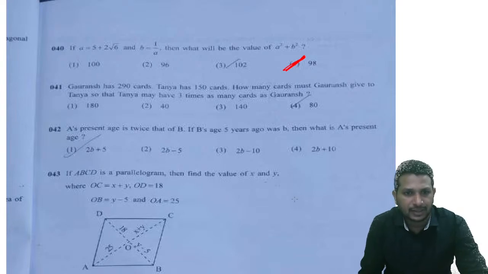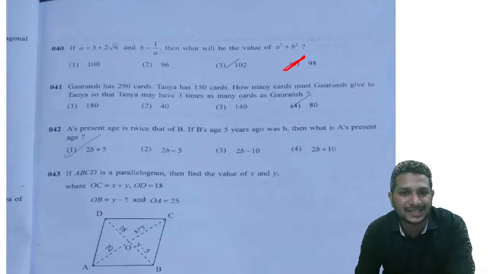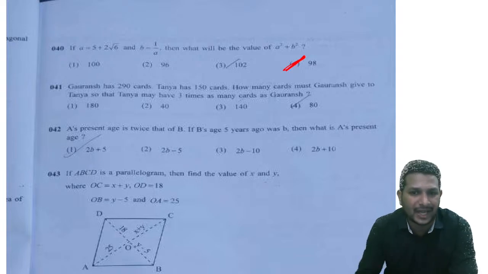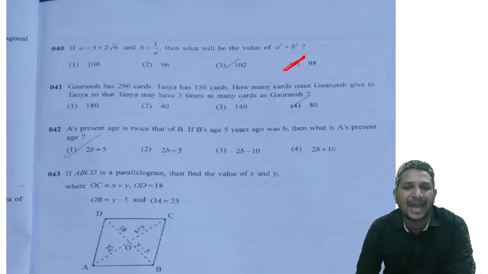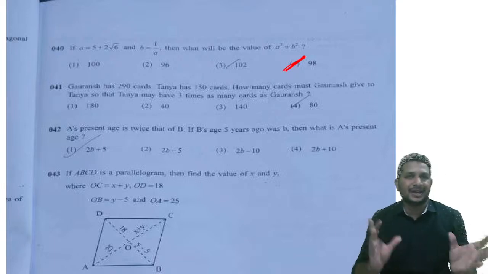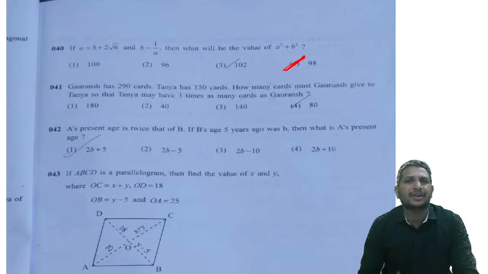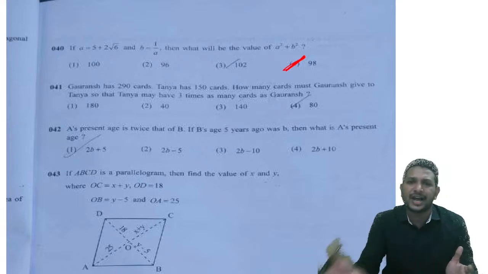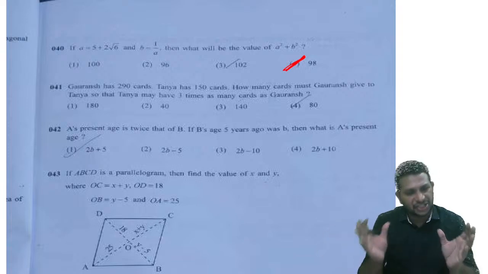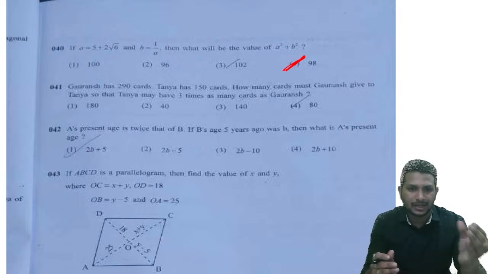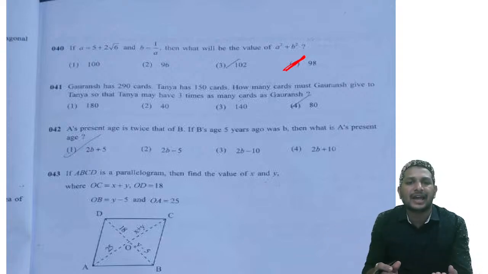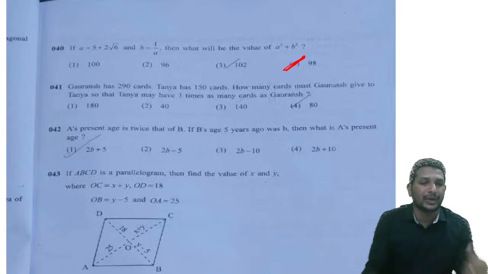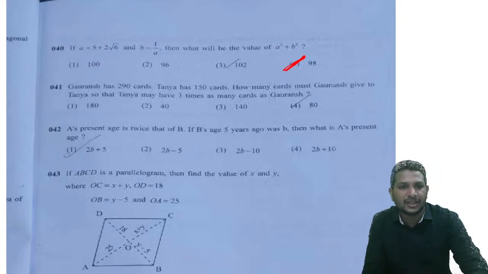Question number 41. Gauransh has 290 cards. Tanya has 150 cards. How many cards must Gauransh give to Tanya so that Tanya may have 3 times as many cards as Gauransh? So Gauransh and Tanya, 2 persons, they have a different number of cards. Now Gauransh has to share her cards to Tanya. Finally, after sharing, the number of cards Tanya has will be 3 times that of Gauransh.